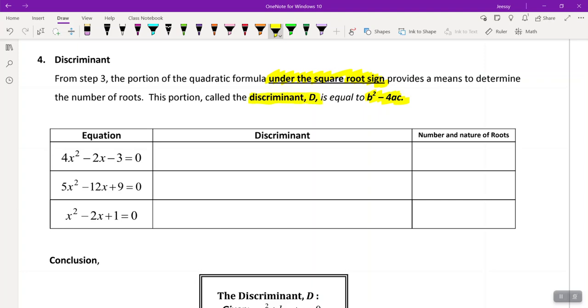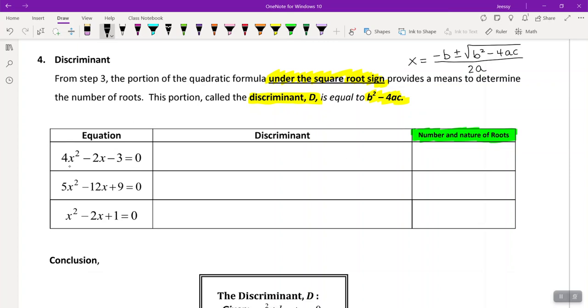And the discriminant is something that you don't really have to memorize because the quadratic formula is given to you, but you should know what it's useful for. And it's got a very, very important role. It tells us the number and the nature of our roots just by evaluating the discriminant.